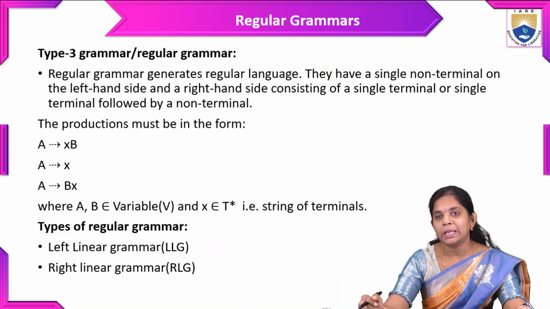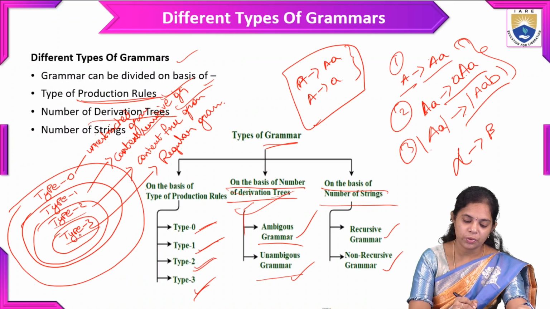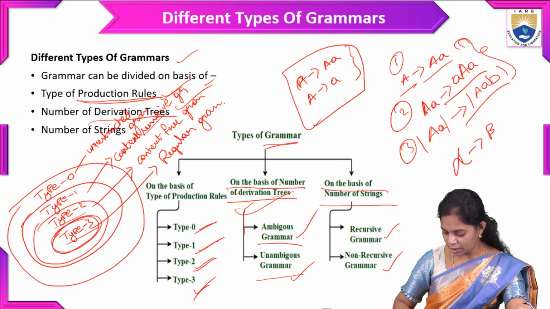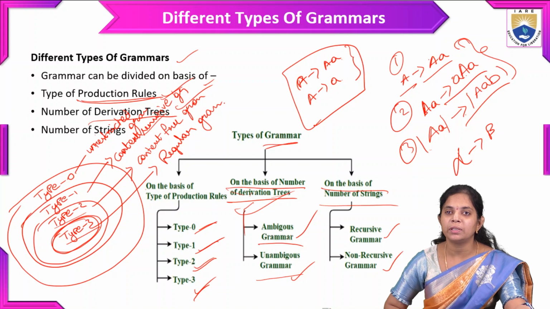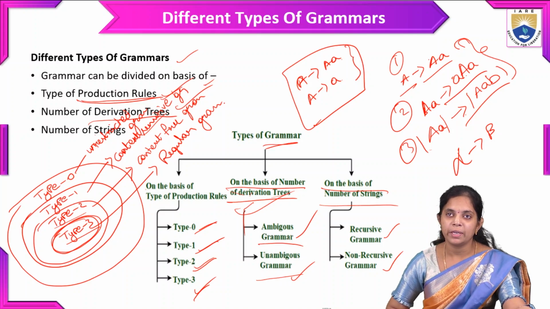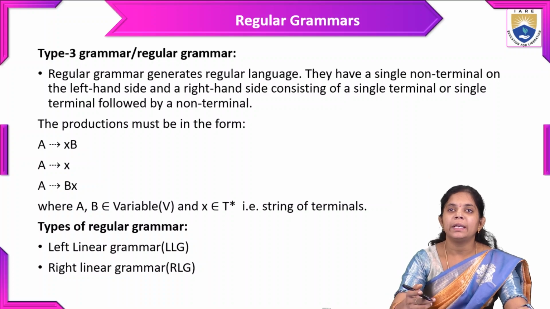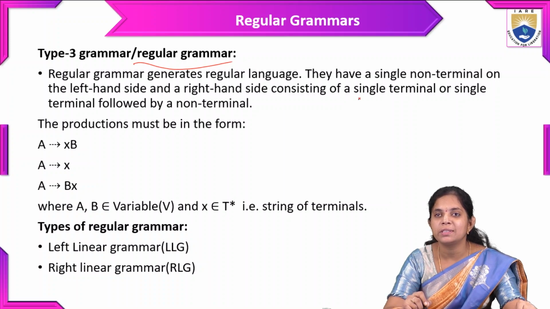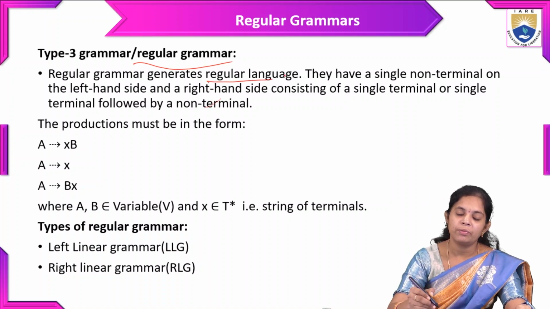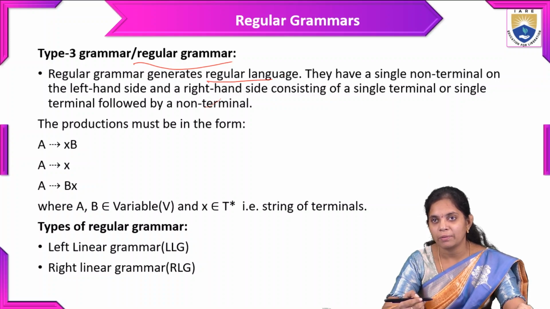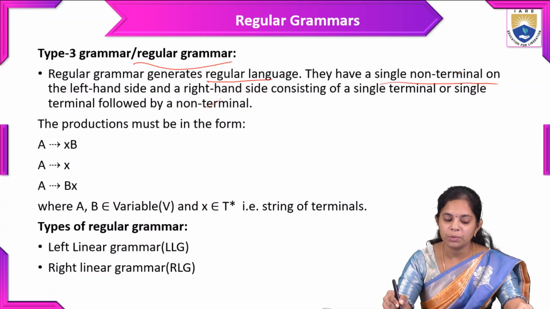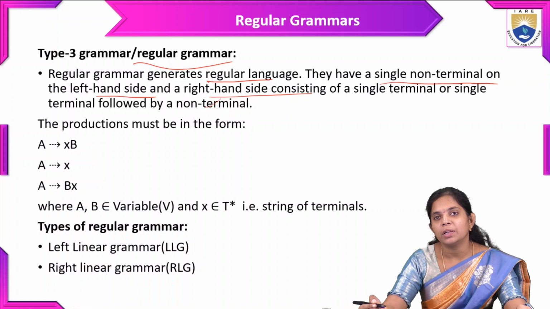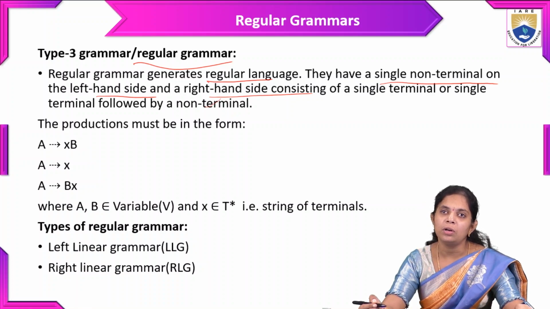And coming to type 3, which we discussed, type 3 is the regular grammar. For the regular grammar, I will see what the rules are and how to convert this into a finite automata. Type 3 grammar is named the regular grammar, and it generates the regular languages. They have a single non-terminal on the left hand side, and the right hand side consists of a single terminal, or a combination of terminal and non-terminal.